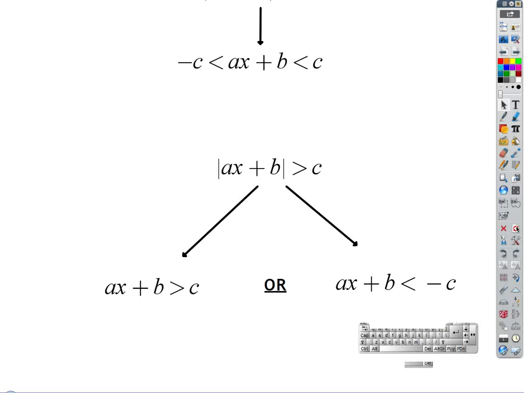Okay, bottom one. If we have an absolute value of an expression is greater than a number, the trade we make is this. Whatever's inside the absolute values is either going to be greater than positive c, so it's going to be really big and positive, or it's going to be less than negative c, so it's really big and negative. It's going to be extreme. Extremely positive or extremely negative, right? Okay?